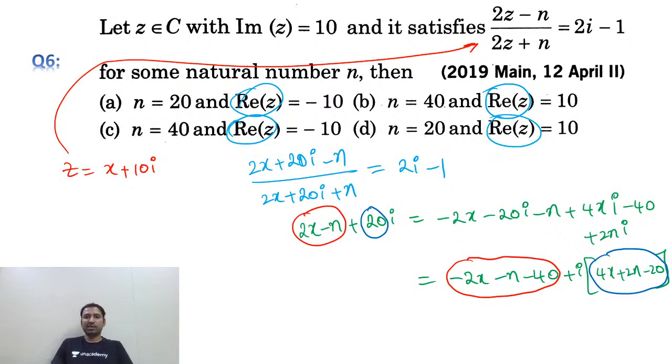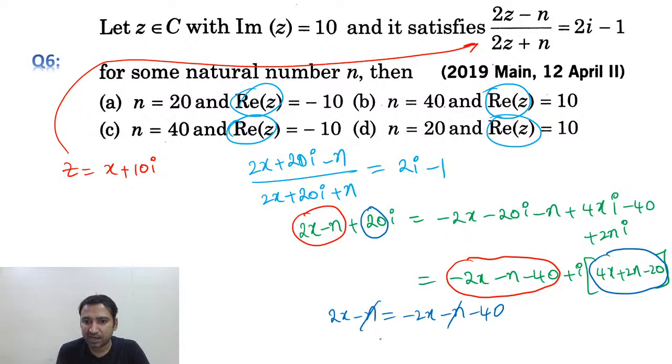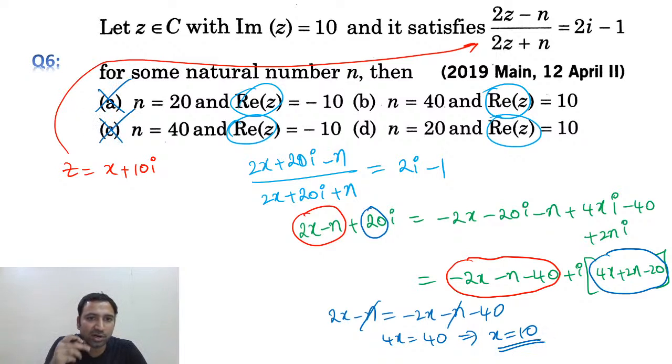Two equations, two unknowns, guys. Simple. Two equations and two unknowns. So let's compare these two equations. 2x minus n is equals to minus 2x minus n minus 40. So from this n got cancelled. And how much are we getting? 4x equals 40. That means x equals 10, guys. X equals 10 means what? First option and third option got cancelled or not?